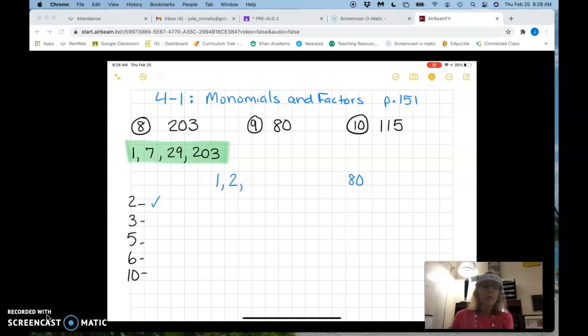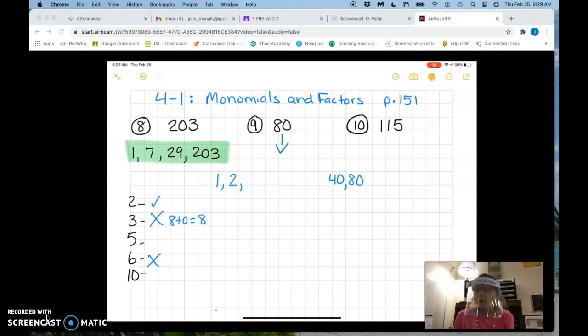Now we have to find out what is 80 divided by 2. 40. So that's going to go down here at this end. This is for 80. So, is it divisible by 3? If I add up the digits, is 8 divisible by 3? No. So 3 doesn't work. So that means what else does not work? 6 is not going to work.